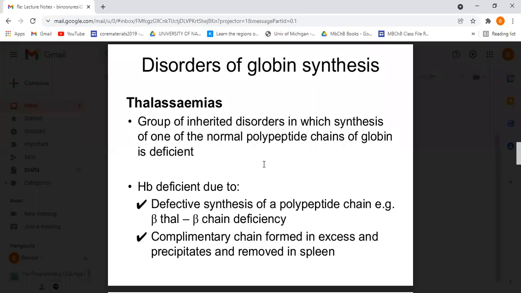So the hemoglobin deficiency is due to defective synthesis of a polypeptide chain. For example, in beta thalassemia you have the beta chain deficiency, and in alpha thalassemia you have the alpha chain deficiency. The complementary chain formed in excess is normally removed in the spleen. So you find that these patients have microcytic hypochromic anemias because they do not have enough globin in their hemoglobin. Next slide.